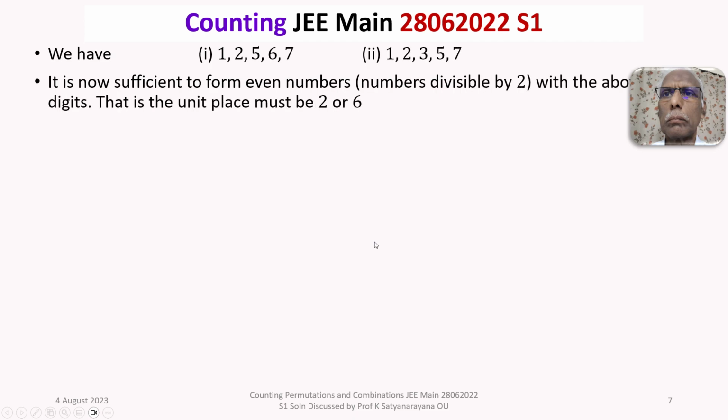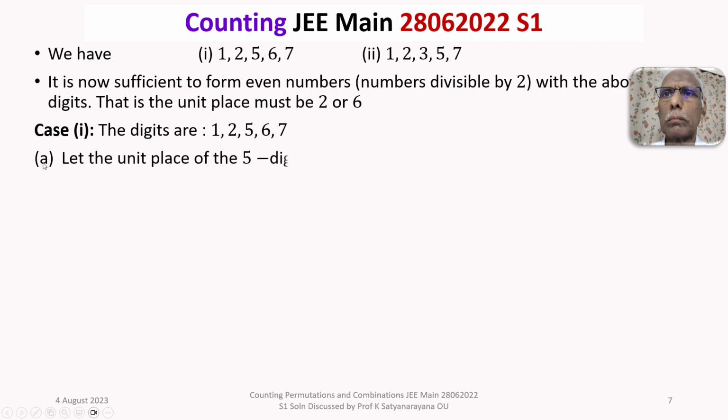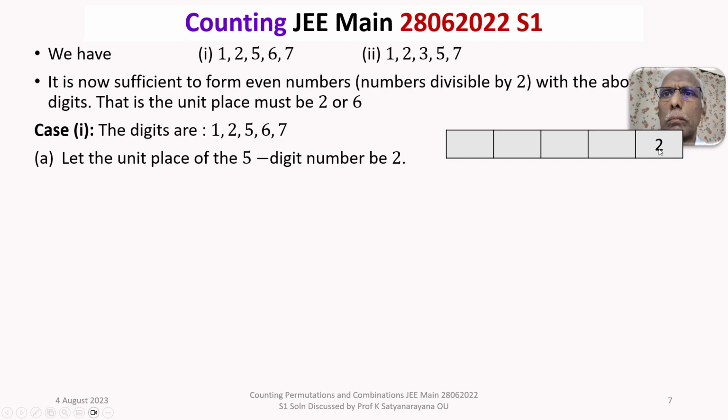Case 1: the digits are 1, 2, 5, 6, 7. And we deal with 2 sub-cases. Why? Because in the units place 2 can be there or 6 can also be there. So case 1a, let the units place of the 5-digit number be 2. Now the remaining 4 places are to be filled by 1, 5, 6, 7.